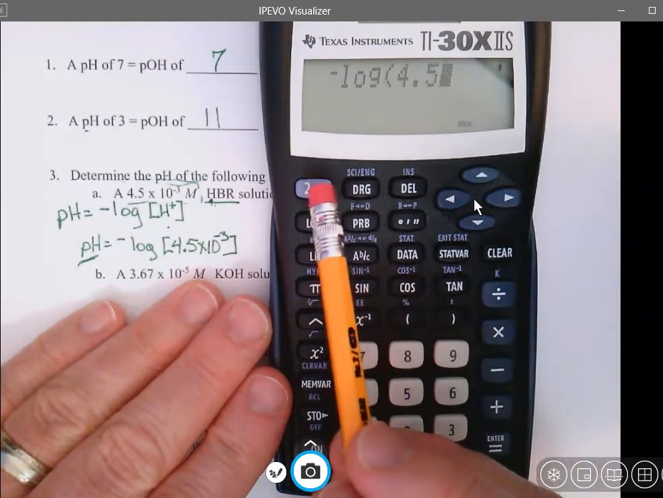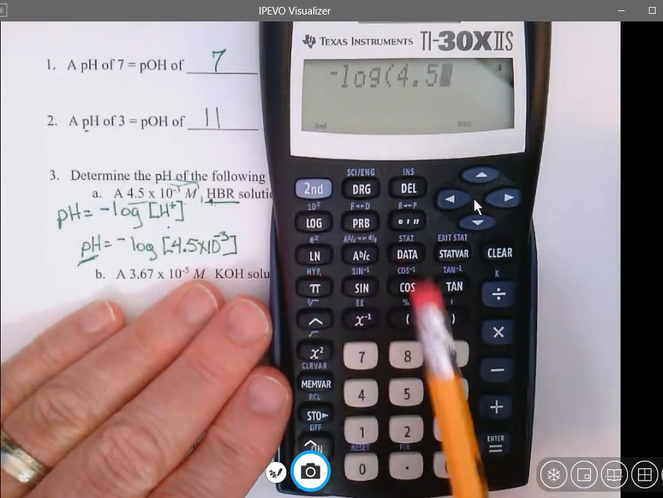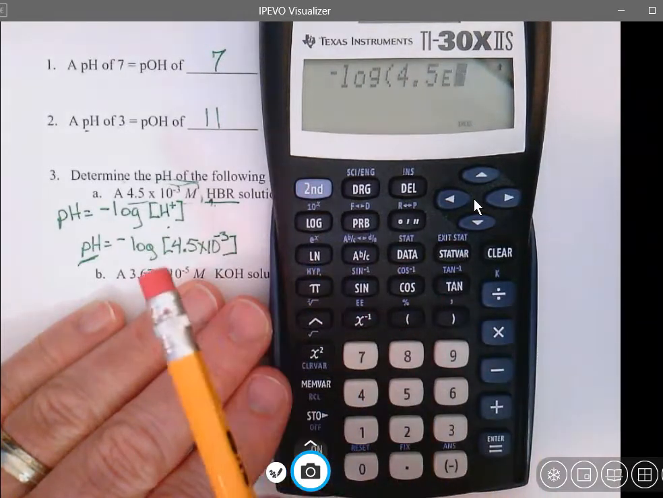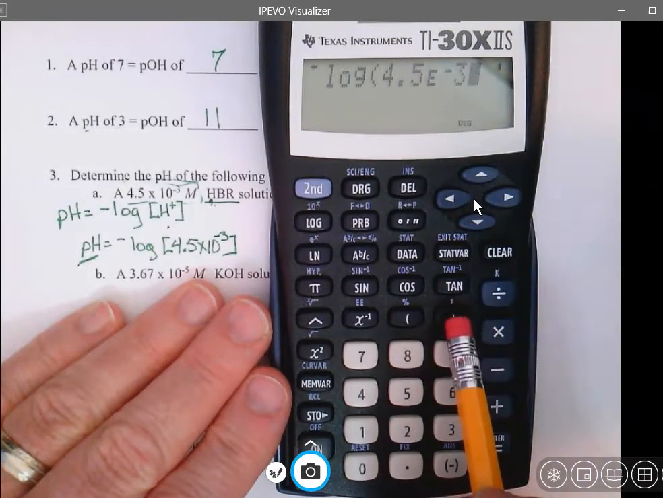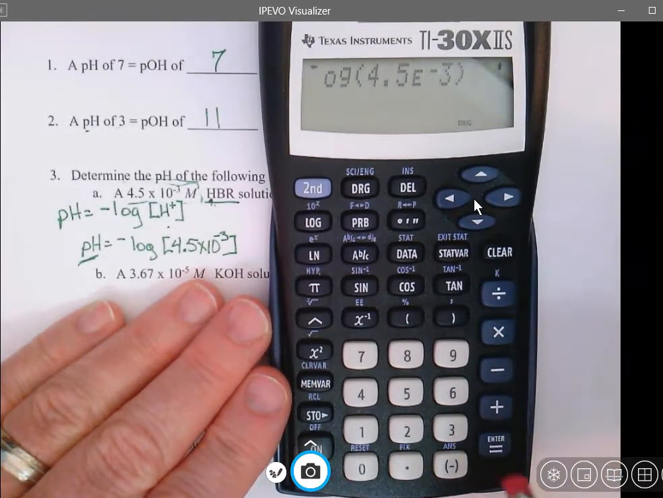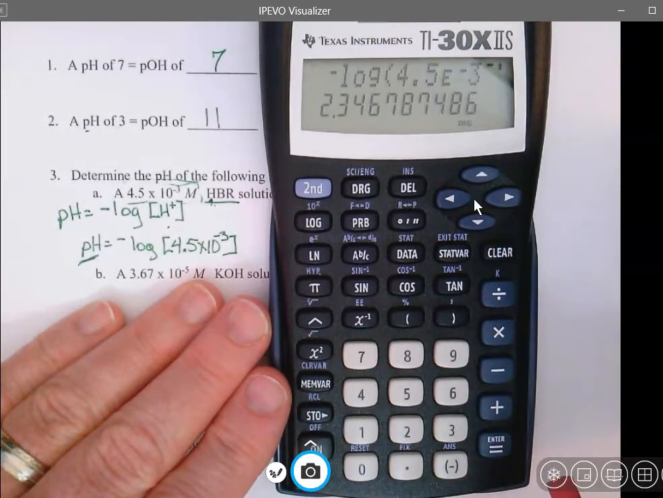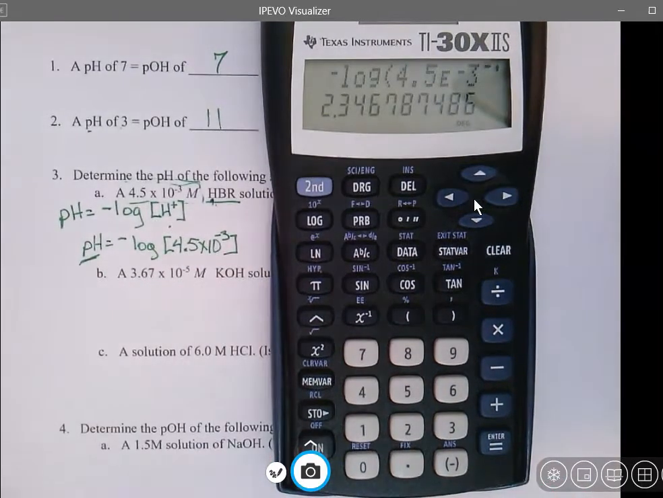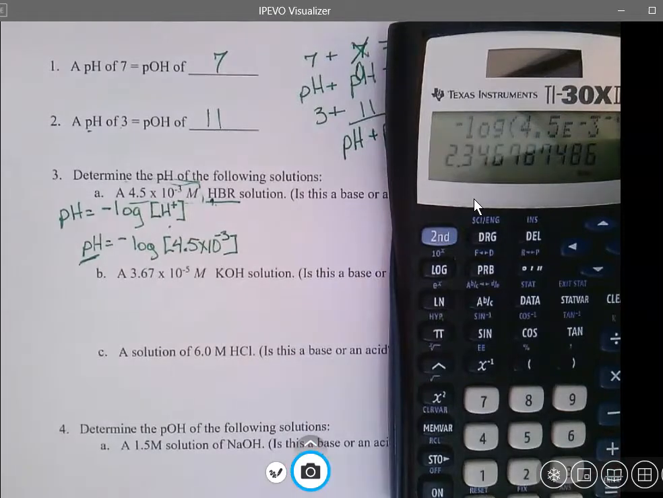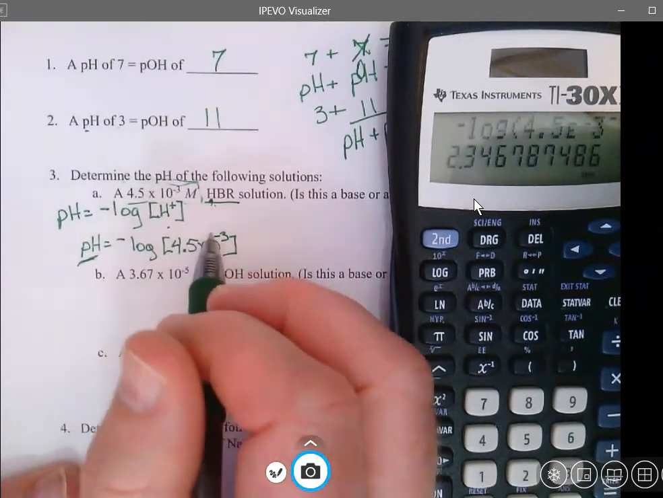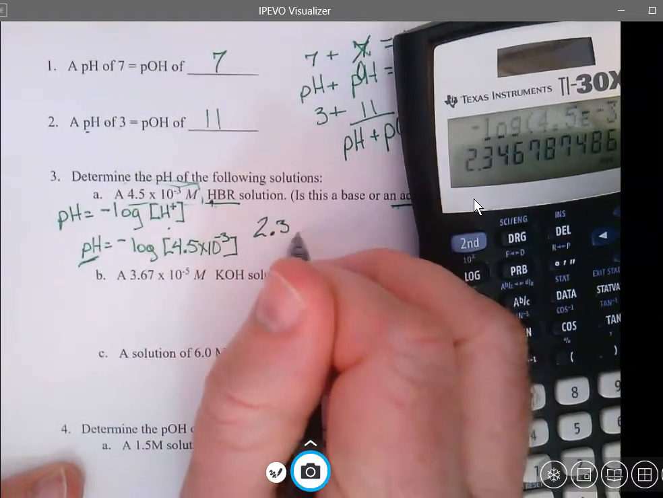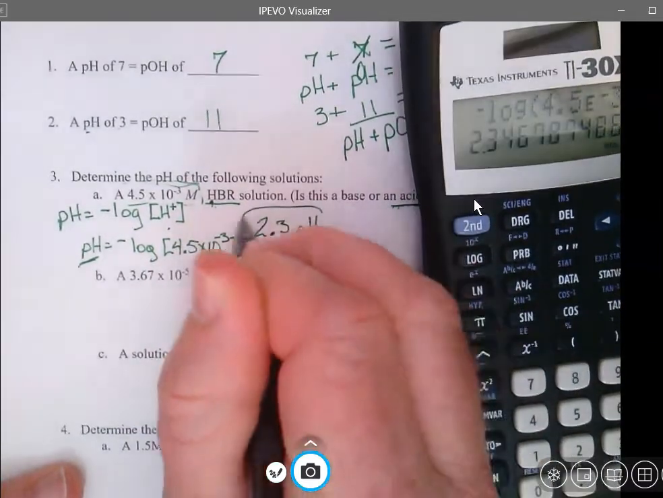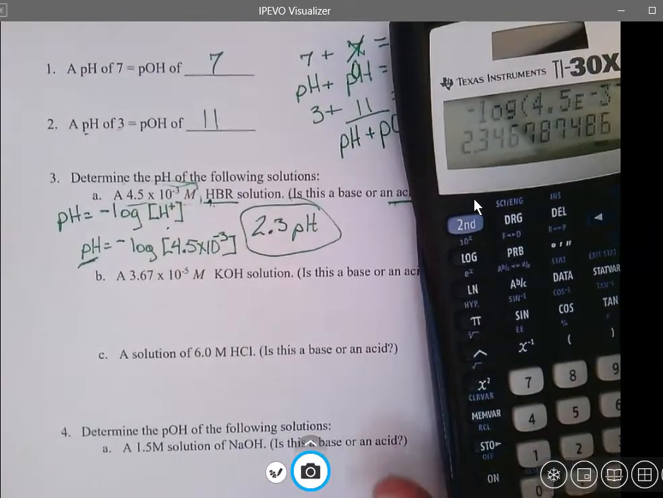4.5. Don't forget your exponent. Second, double E. And then we have a negative 3. So negative 3 end parentheses. Just like that. And then you hit enter. And that is your pH, 2.34. Or we're only going to go out 2 digits. So this will be a 2.3 pH. That is our answer. Okay.